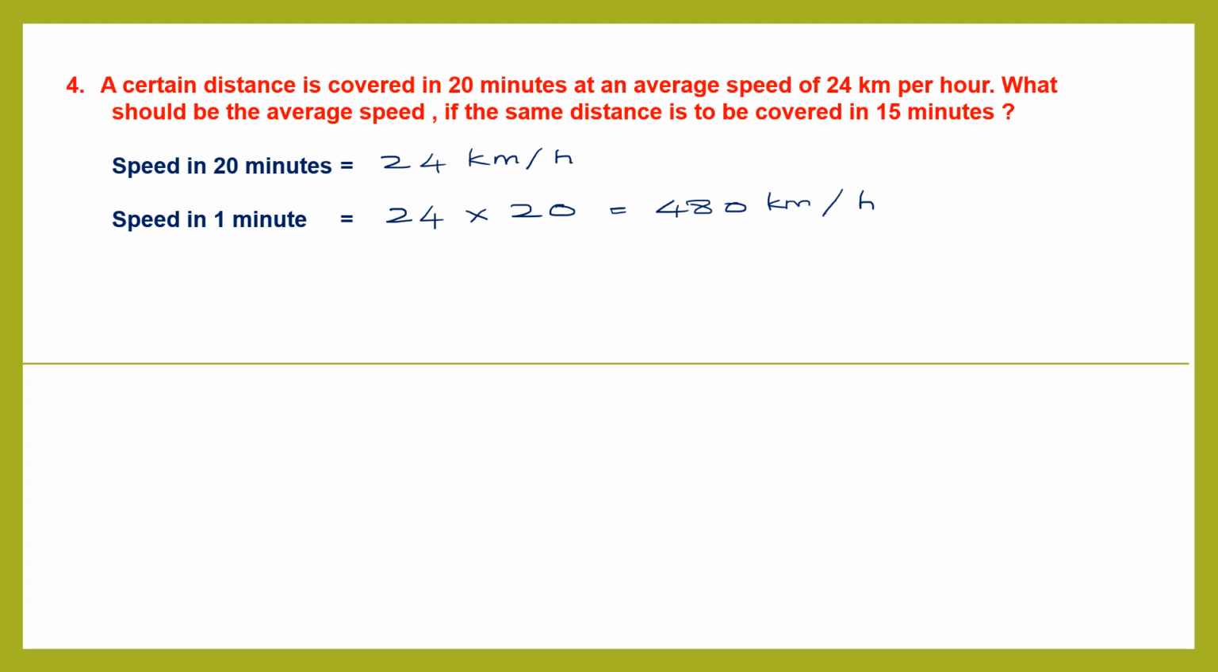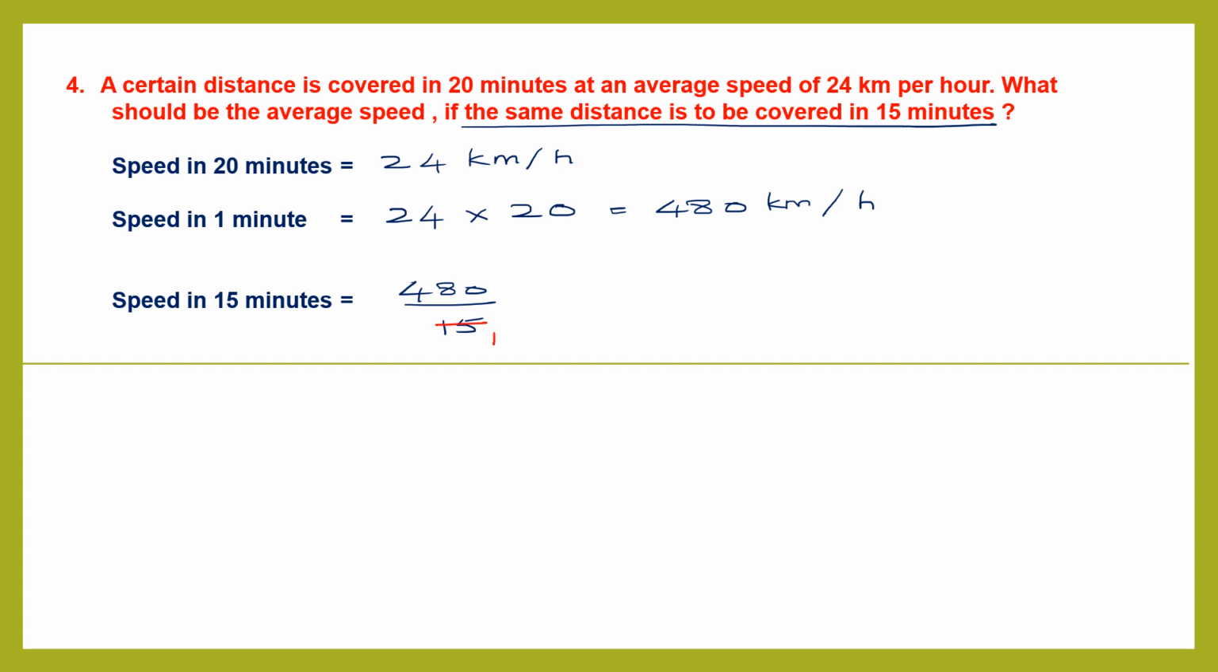Now we are asked to find if the same distance is to be covered in 15 minutes. So speed in 15 minutes. In 1 minute we had to hurry up. That's why the speed is high. Now there is more time, 15 minutes. That means the speed is going to become less. So we can divide 480 by 15. So let's divide this and see. We can divide it by 15 itself.